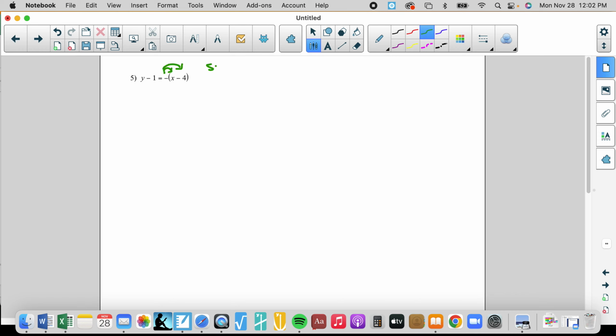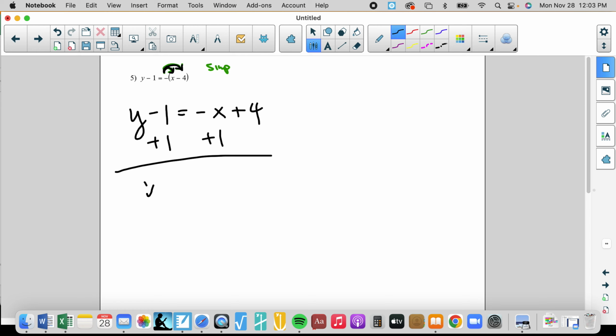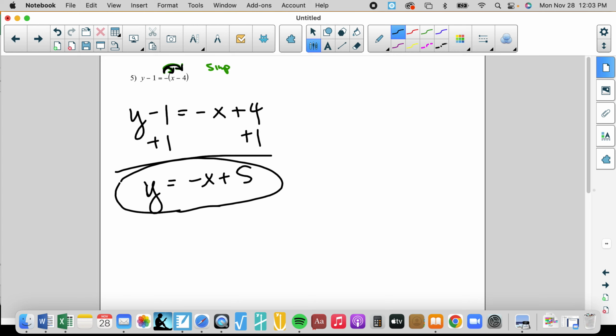So we're going to have to simplify this right side. So that'll give me y minus 1 equals, that's negative 1 times x, which is negative x, and negative 1 times negative 4, which is positive 4. Now our objective is to get y by itself, so we're going to add 1 to both sides. And that leaves us with y equals, I guess I should put the 1 next to its like term, negative x plus 5. And we have y isolated in slope-intercept form.